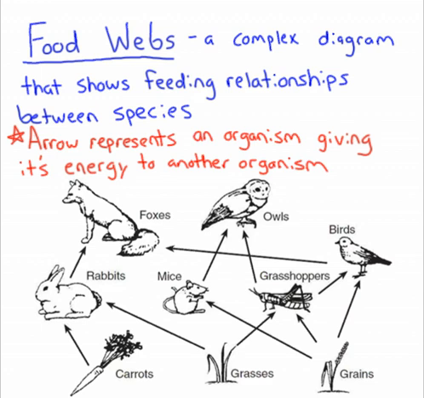So with that being said, on our little diagram here, there's an arrow pointing to the mouse from the grain. So the grain is giving energy to the mouse. Put simply, the mouse is eating the grain, but the arrow is pointing to the organism that is doing the eating. The arrow is now pointing to the owl. The owl is eating the mouse. The mouse is giving energy to the owl.